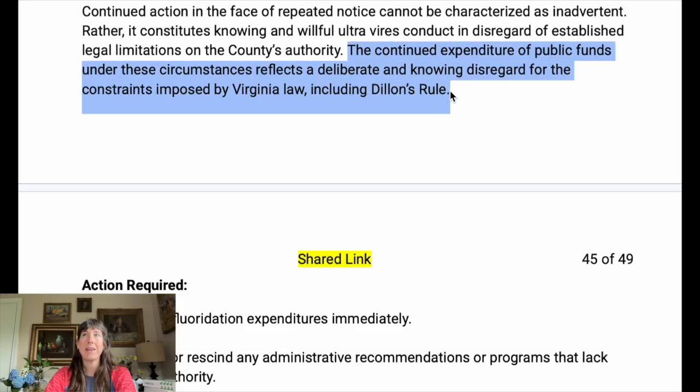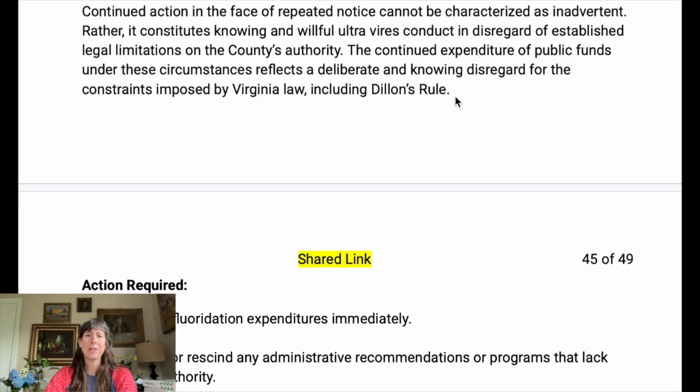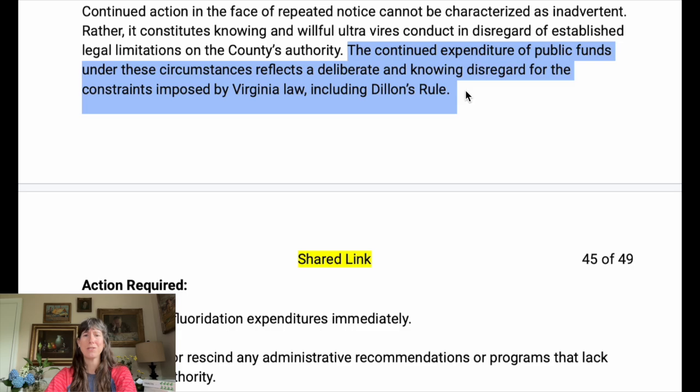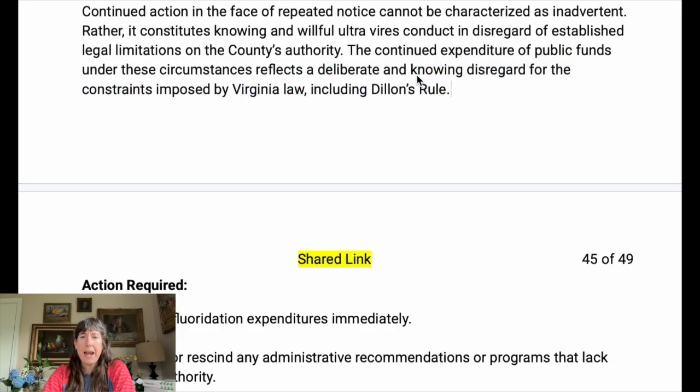How is it that in Virginia, people are actively putting chemical drugs in the drinking water, and then they say for a year and a half, well, we're still trying to figure out who's in charge. We're still trying to figure out why we're allowed to do this. This is just so egregious. The continued expenditure of public funds under these circumstances reflects a deliberate and knowing disregard for the constraints imposed by Virginia law, including Dillon's Rule.